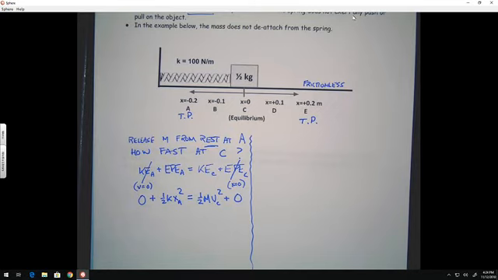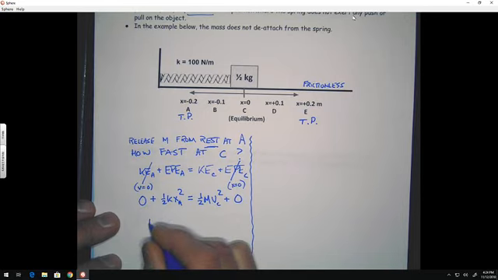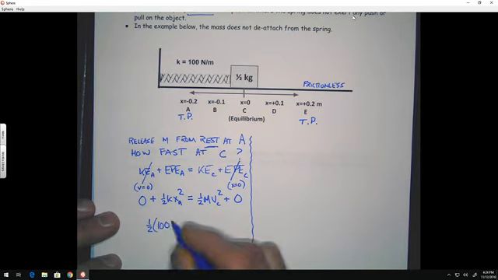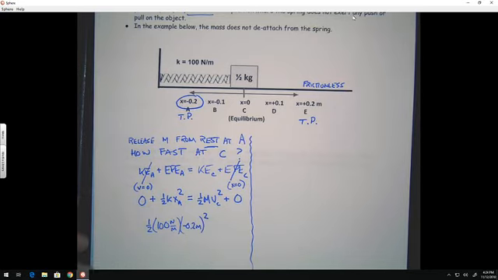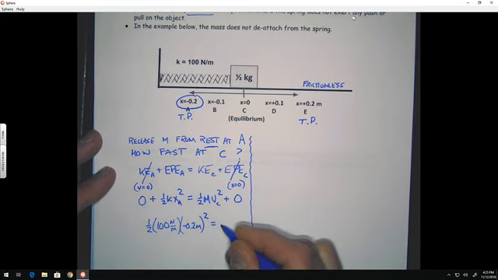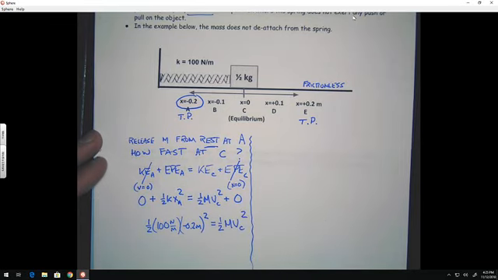So now what you have is basically just a problem you can solve here. Let's just work out each side. I've got 1/2 times k times xA squared, so 1/2 times 100 newtons per meter times the position at A. That's going to be negative 0.2 meters. I have to square it. And that's going to be equal to 1/2 times m times the velocity of c squared.